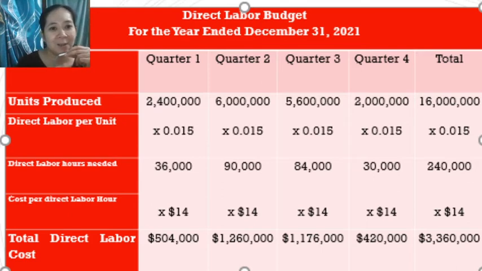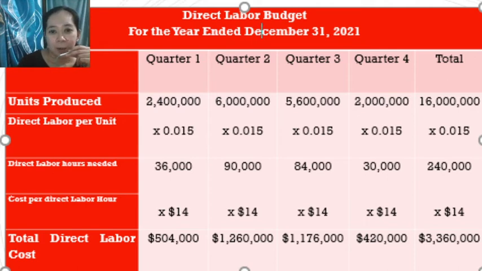Okay, so this is how you prepare the labor or direct labor budget. If you could notice, this is quite simple. We just translate the number of units needed to be produced to the direct labor cost needed to produce those number of units, and then multiply it with its labor cost per hour. So that's how you prepare the direct labor budget.